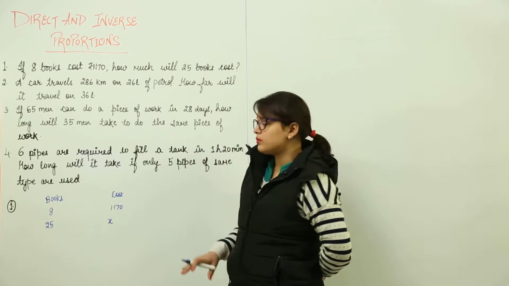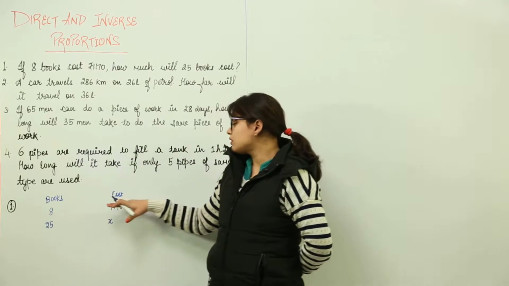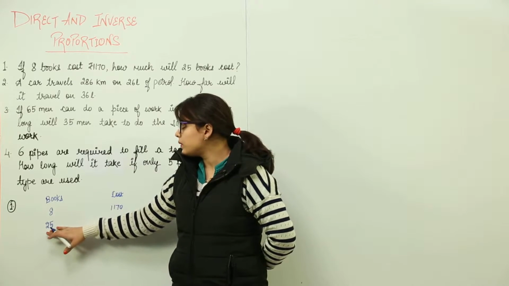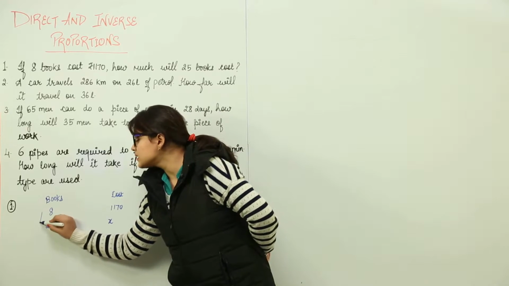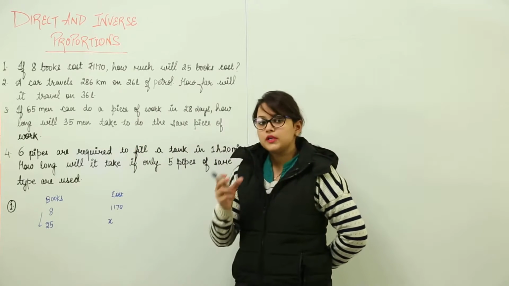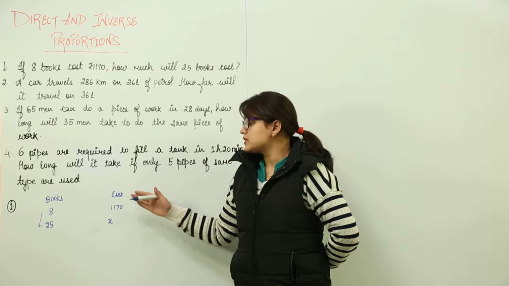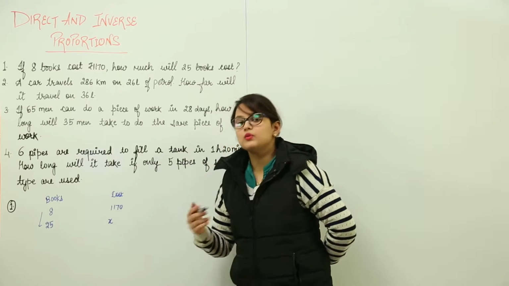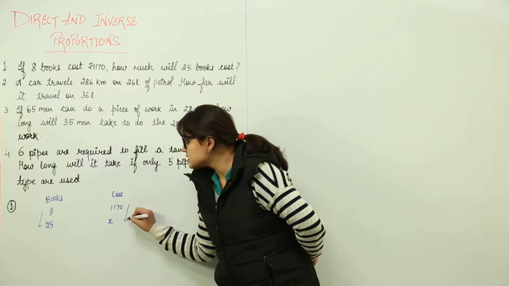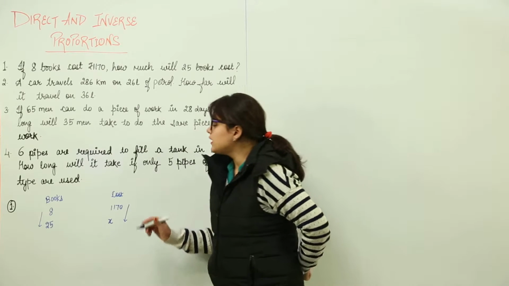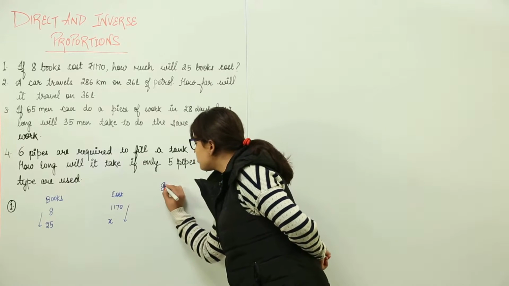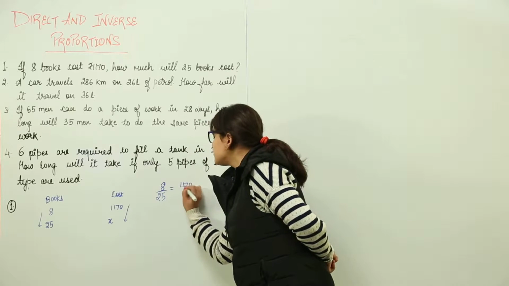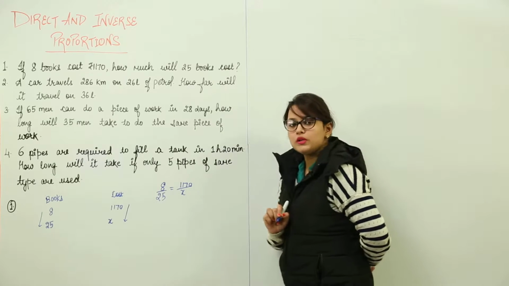Now think about the question. If 8 books are costing rupees 1170, you have to buy now 25 books. So the number of books is increasing. What do you think? If 8 books are costing rupees this, if you have to buy 25 books, the cost will increase or decrease? It will increase, right? That means this is the direct relation. Now in direct relation, what are we supposed to do? We do 8 over 25 equal to 1170 over x. That is what we do, right?